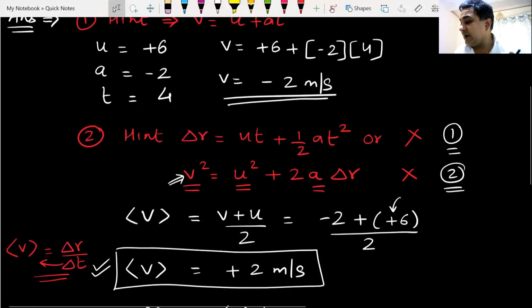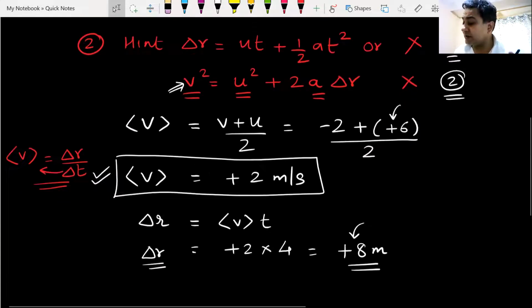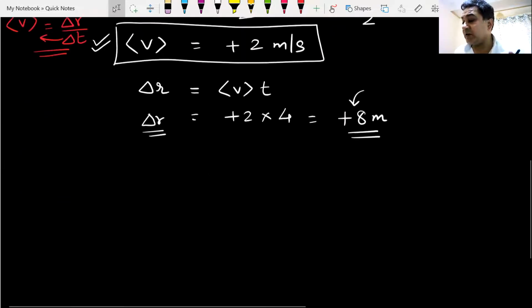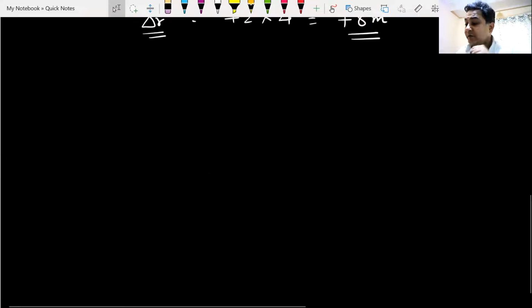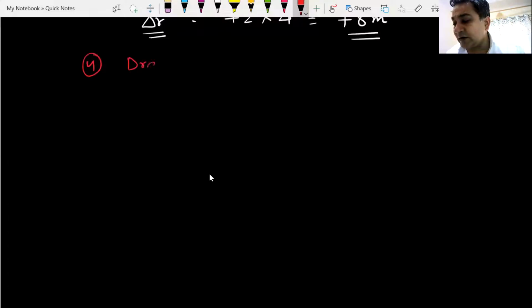Can anyone tell me what is the distance traveled by this particle? You will have to draw a diagram. Without a diagram, nothing will work. So that would be my hint for question number 4. Draw a diagram and see what is happening.